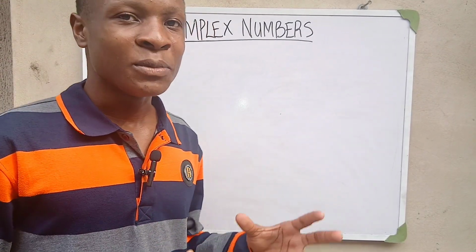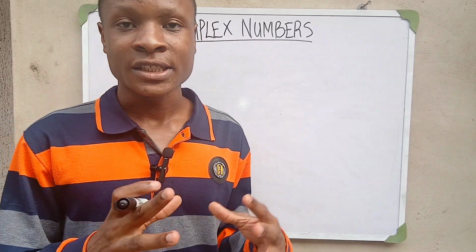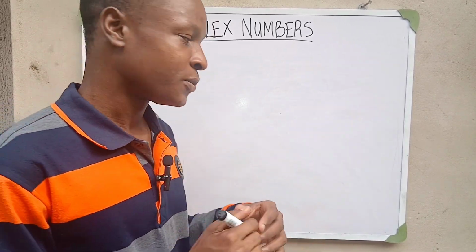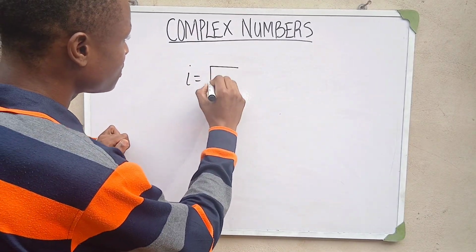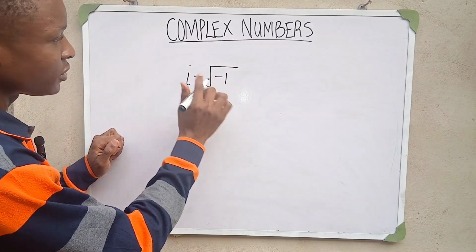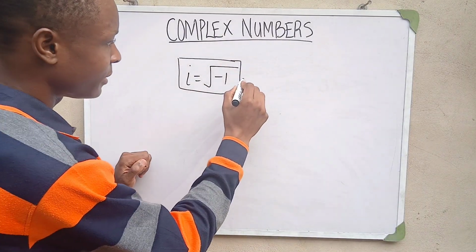In order for us to be able to simplify an imaginary number, a variable i was assigned to the square root of minus 1. So anytime we are solving, i means square root of minus 1. Now, this is an imaginary number.